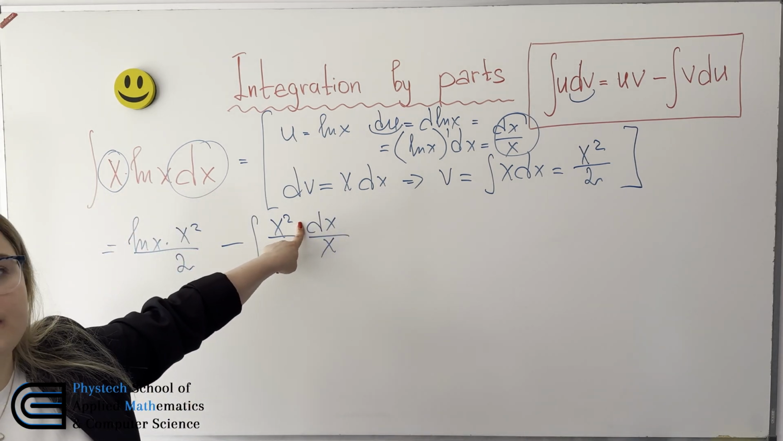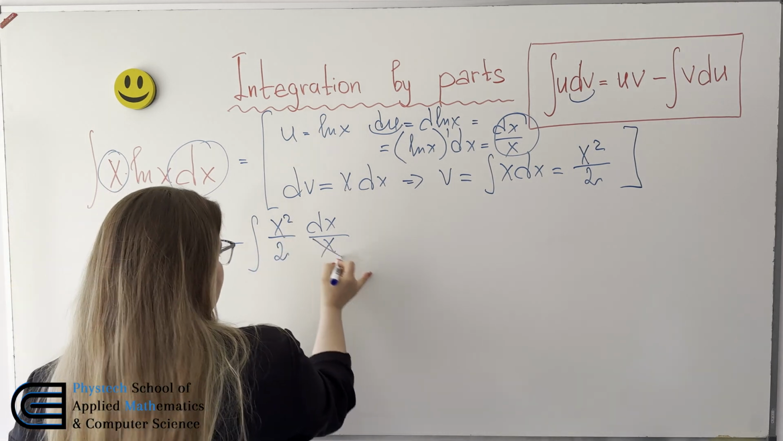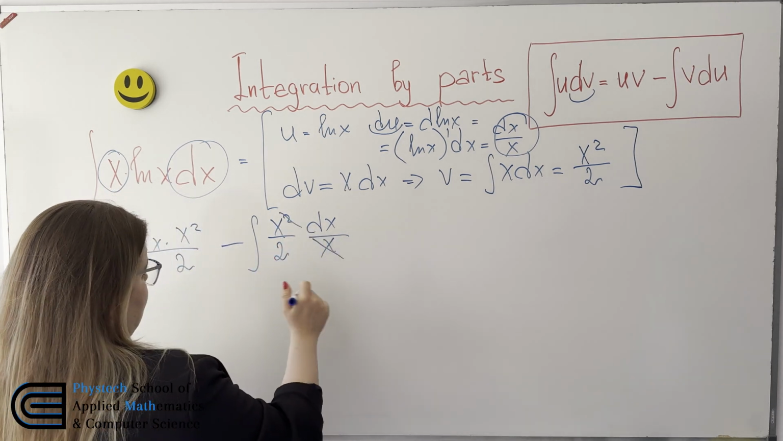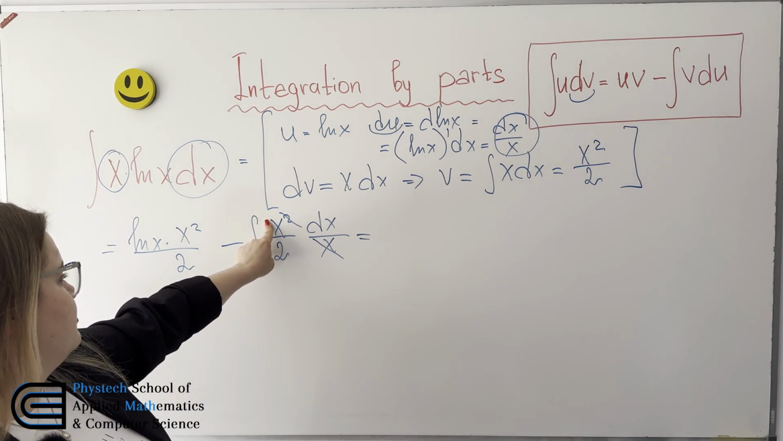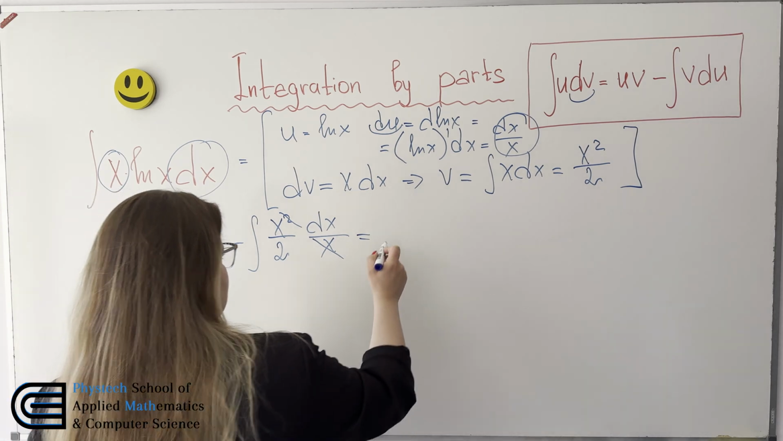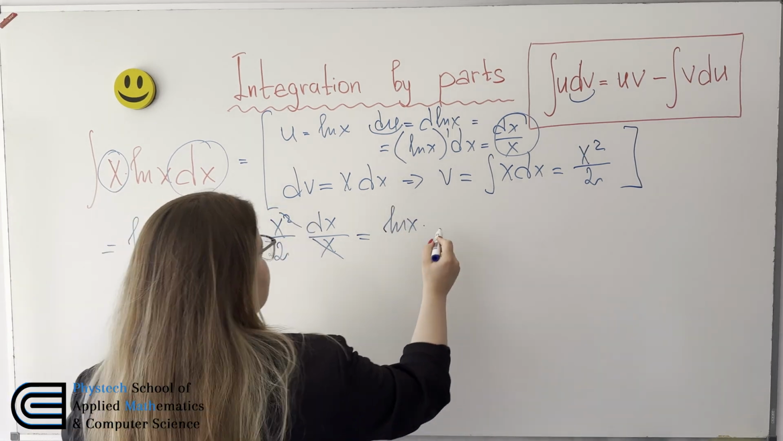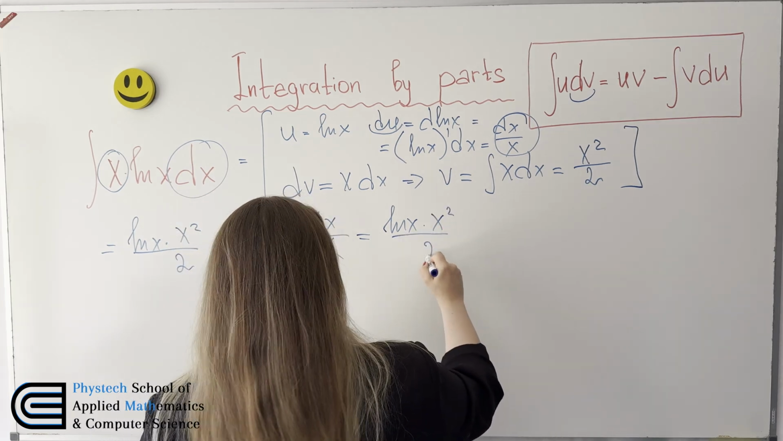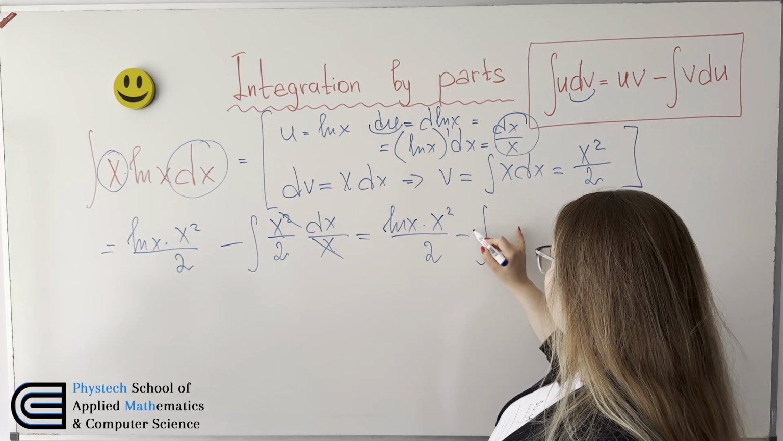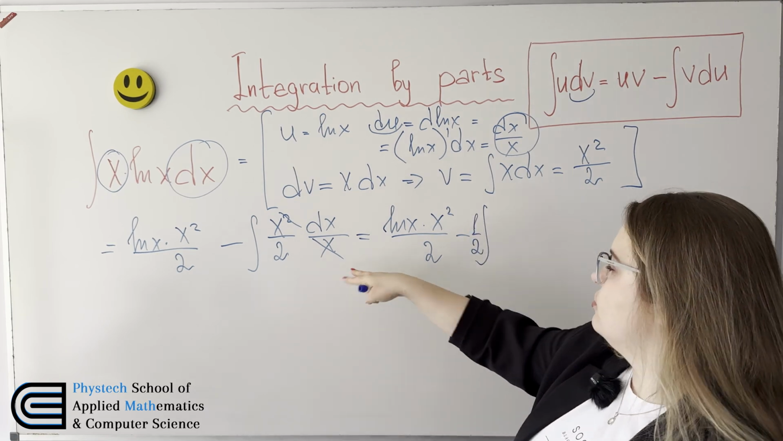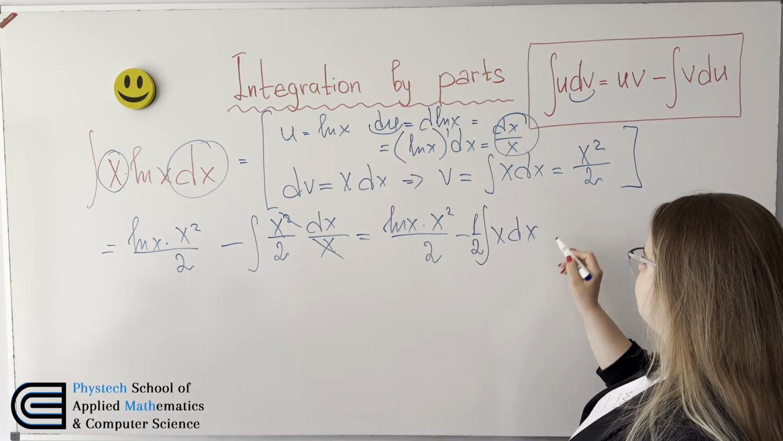And here we can see that x squared and x we can reduce, subtracting the powers, 2 minus 1, and obtain ln x multiplied by x squared divided by 2 minus the integral of x dx, where 1 divided by 2 we can put in front of our integral.